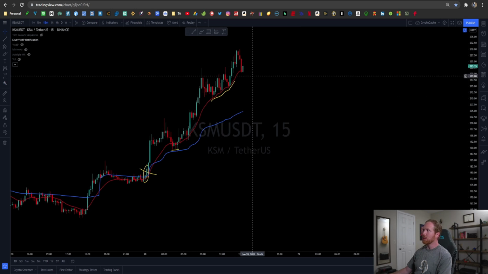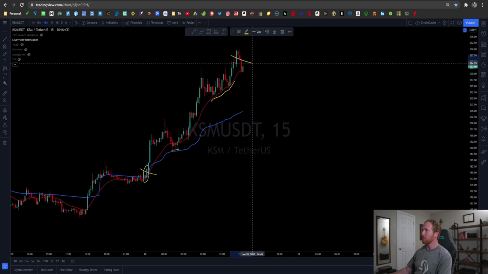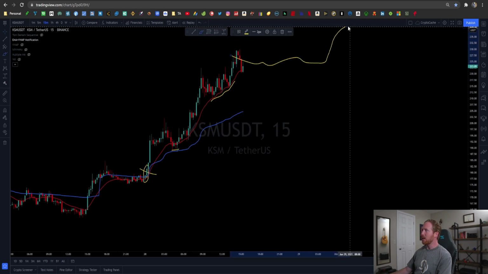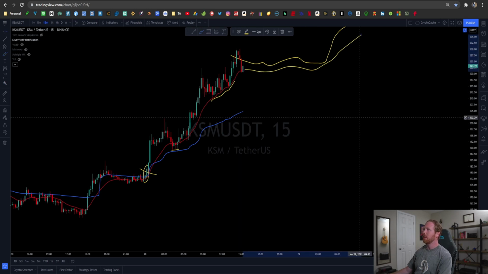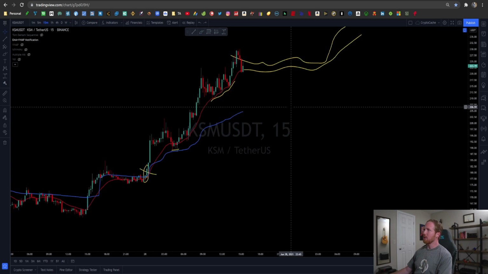But if we get some more sideways action and the price just continues to go sideways for a little while longer, it will likely continue to break upwards if the bulls are still in control. Again, as long as this EMA line is staying below. Okay. So again, just something to pay attention to here.